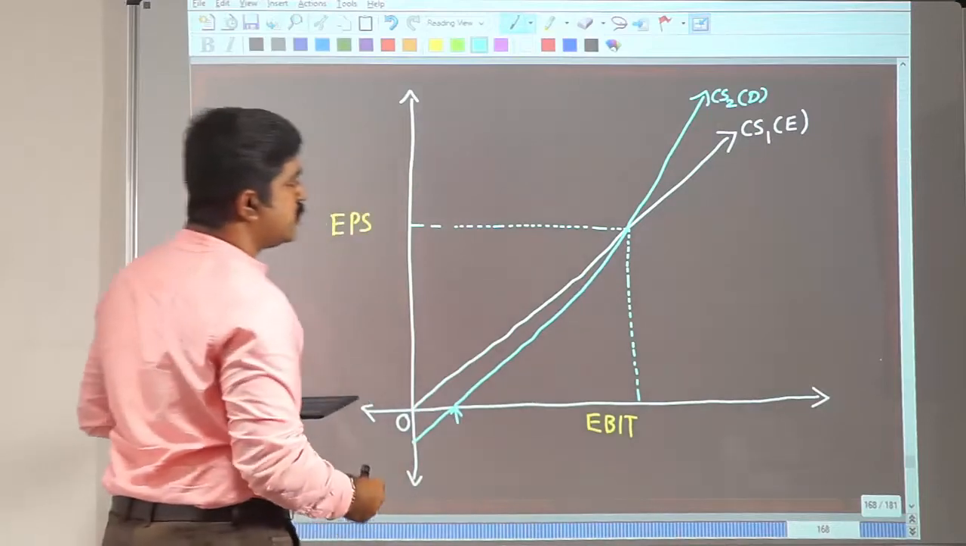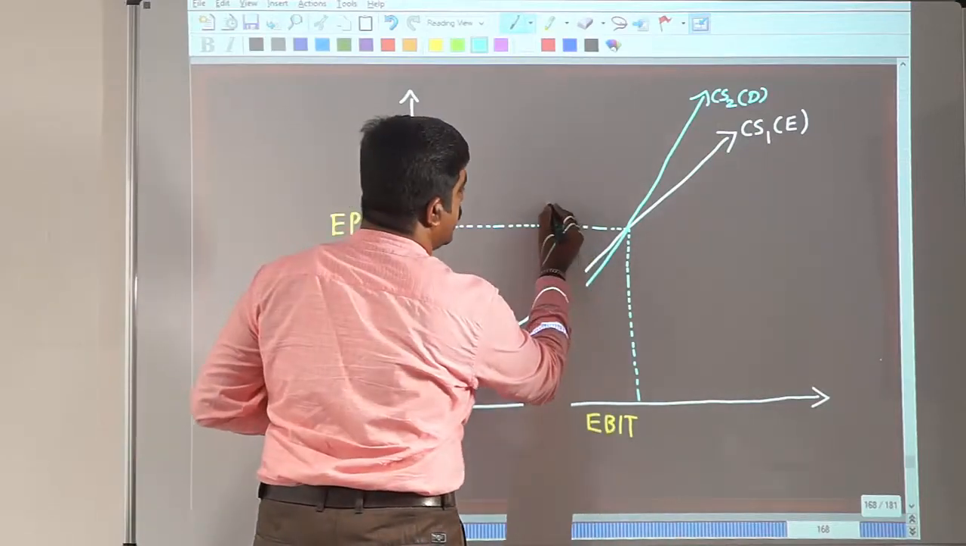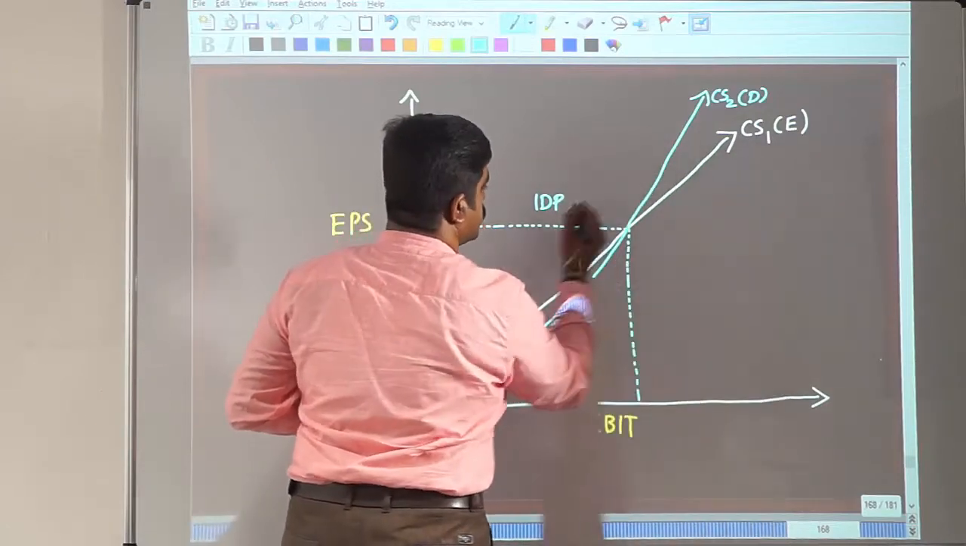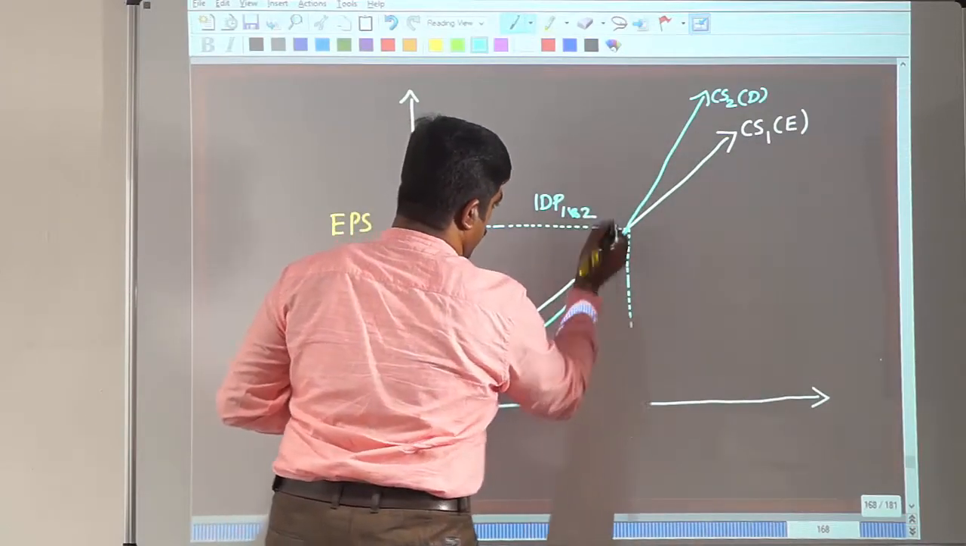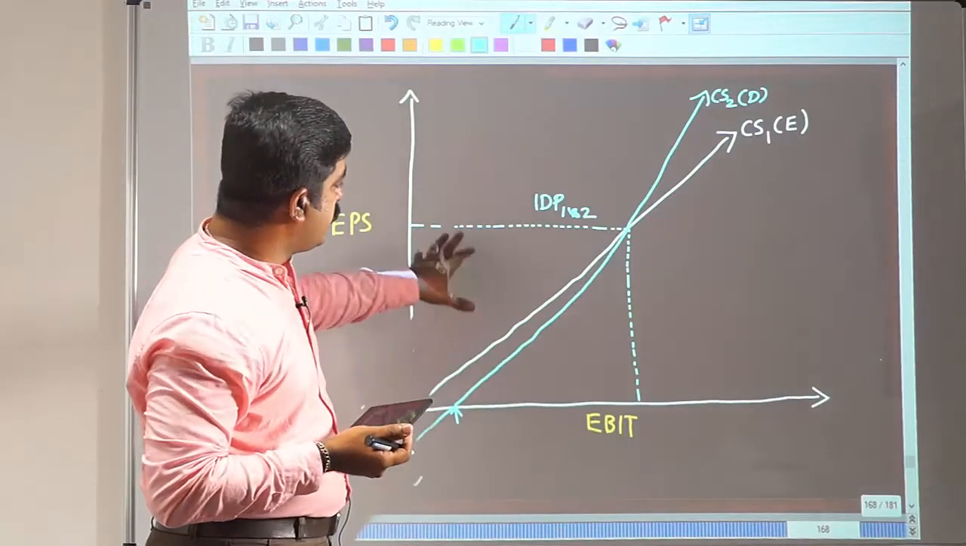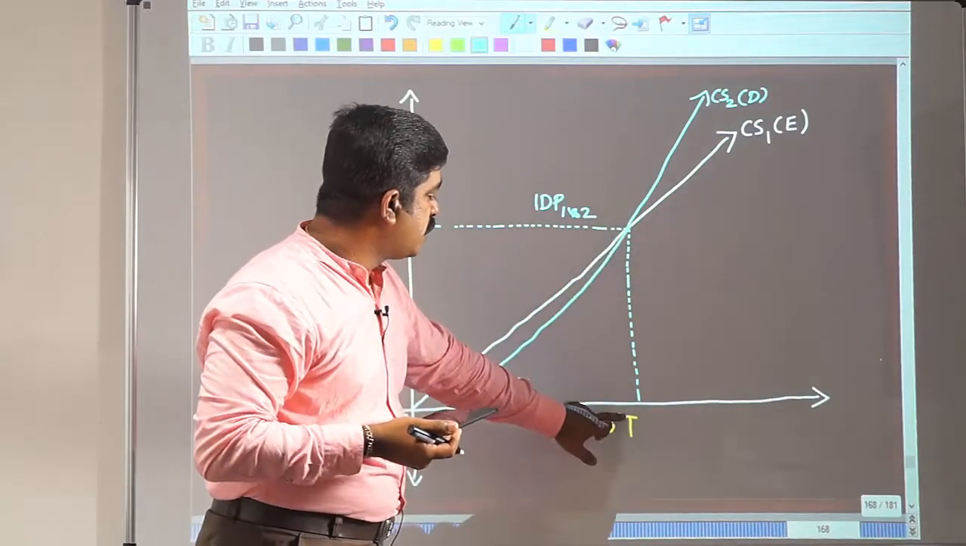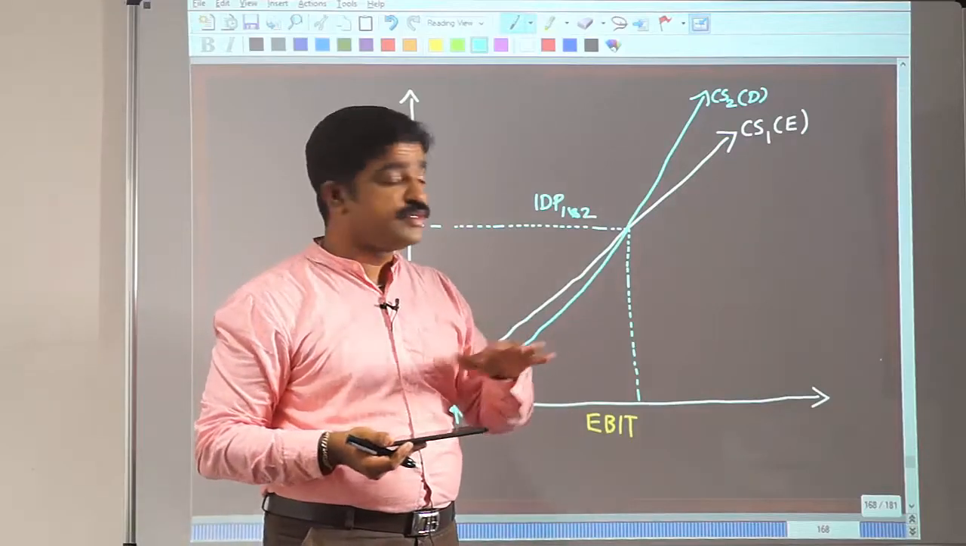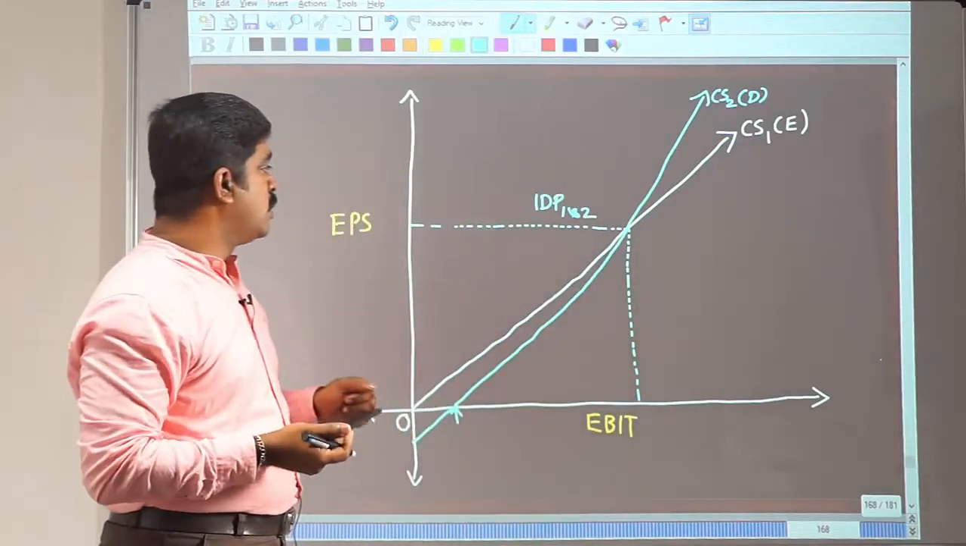So if I plot this, this is nothing but the indifference point between your capital structure 1 and 2. It means this is the level of EBIT at which both your option 1 and option 2 will give you the same level of EPS.